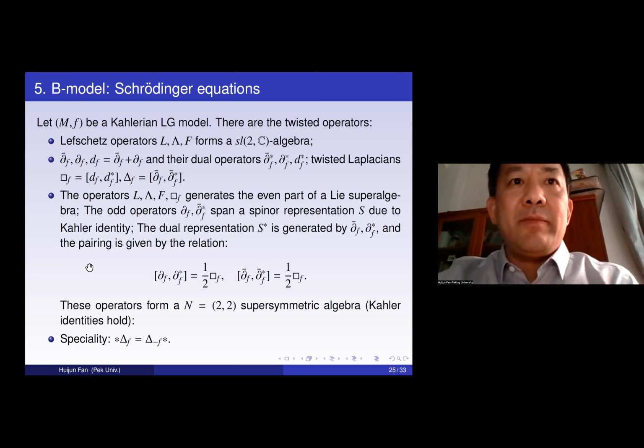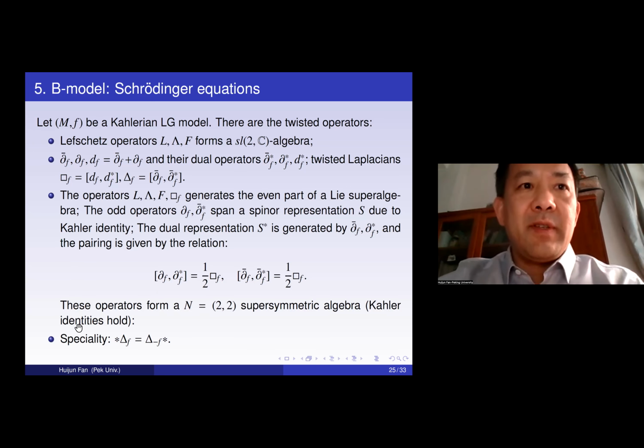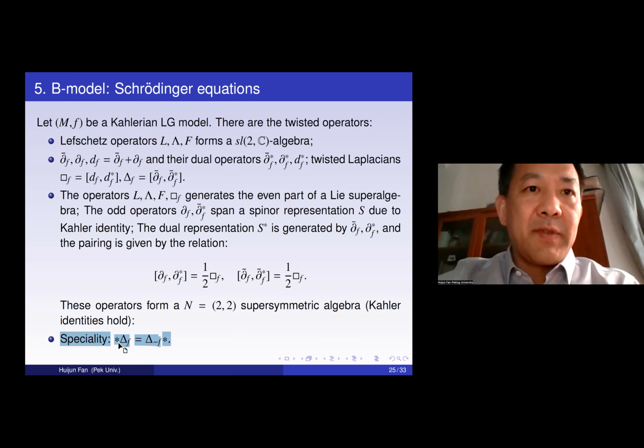But there is one very unusual thing, the following specialty, because I found this equality. You can define the Hodge star operator as usual, but when you consider the commutativity of star and Δ_F, you will find star composed with Δ_F equals Δ_{−F} composed with star. So this phenomenon is different from what happens on a Kähler manifold. It turns out to be very important to prove the vanishing of the zeta function later.